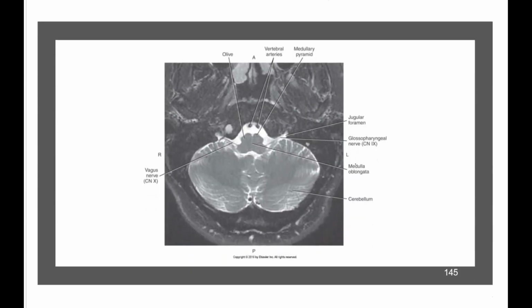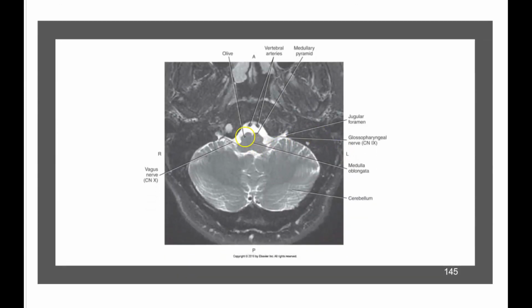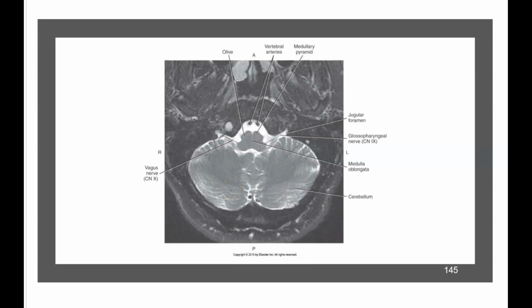All right, so review. Here's your olive and your vertebral arteries. So you're pretty low on this one. So your CPA and your jugular foramen is right there, and your medulla oblongata and your cerebellum right there.